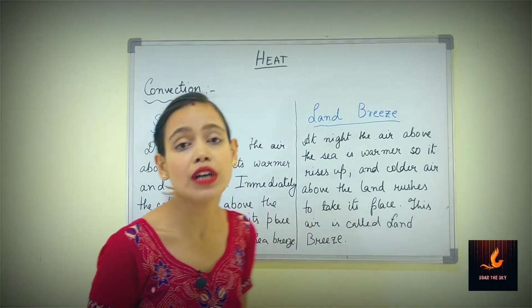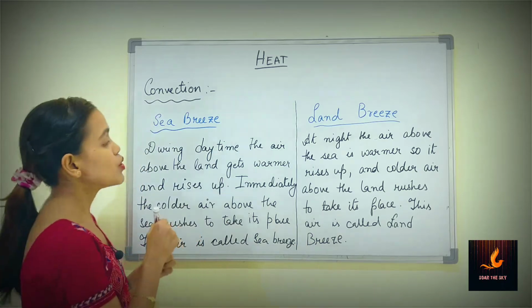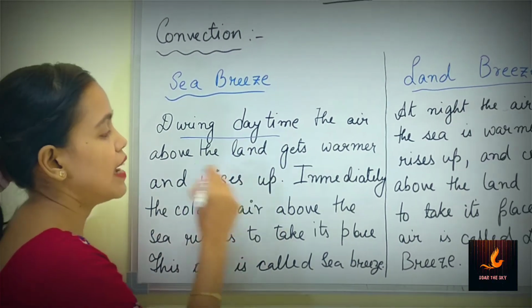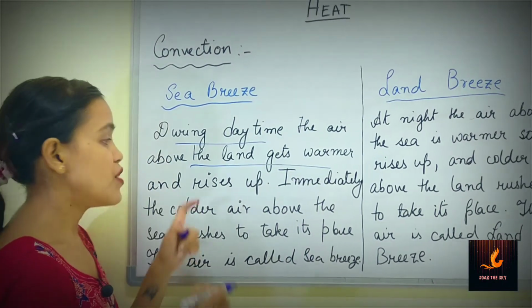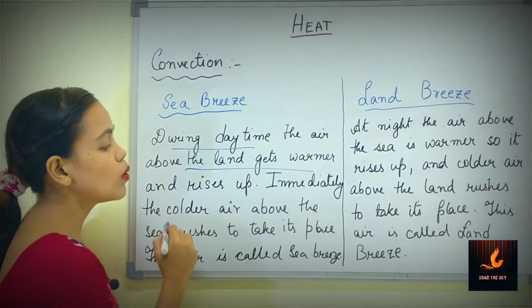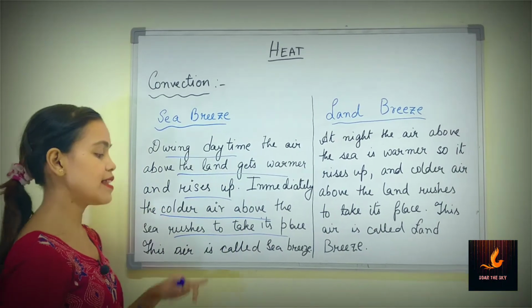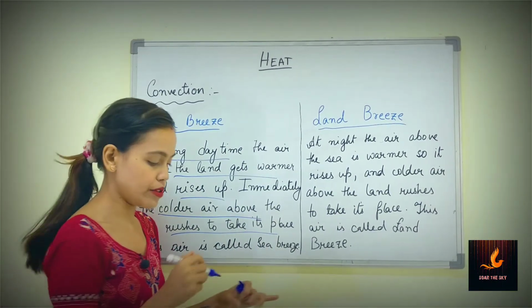So let's come to the definition of it. During daytime, first important point, the air above the land gets warmer and rises up. Immediately the colder air above the sea rushes to take its place, and this air is called the sea breeze.